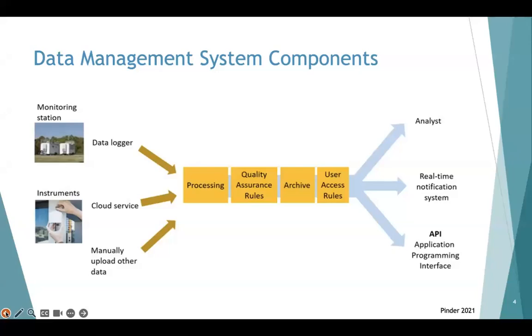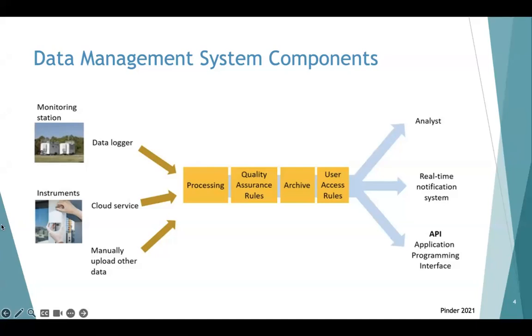There, first we have the data monitoring station. We have a data monitoring system, and at the starting point we have instruments as well, the instruments that measure the data.